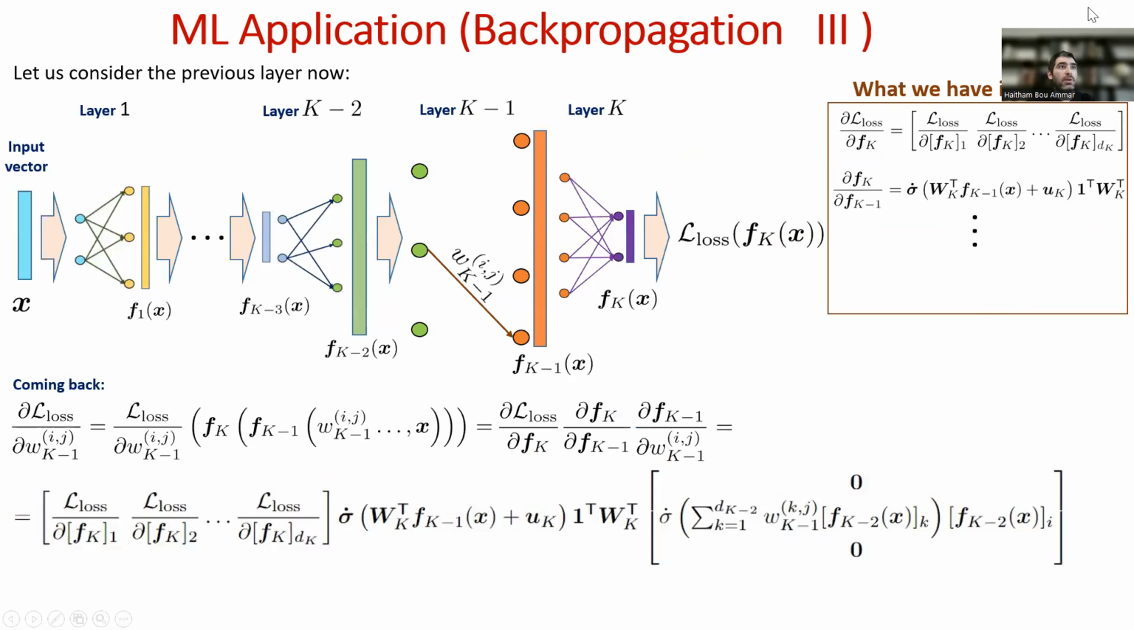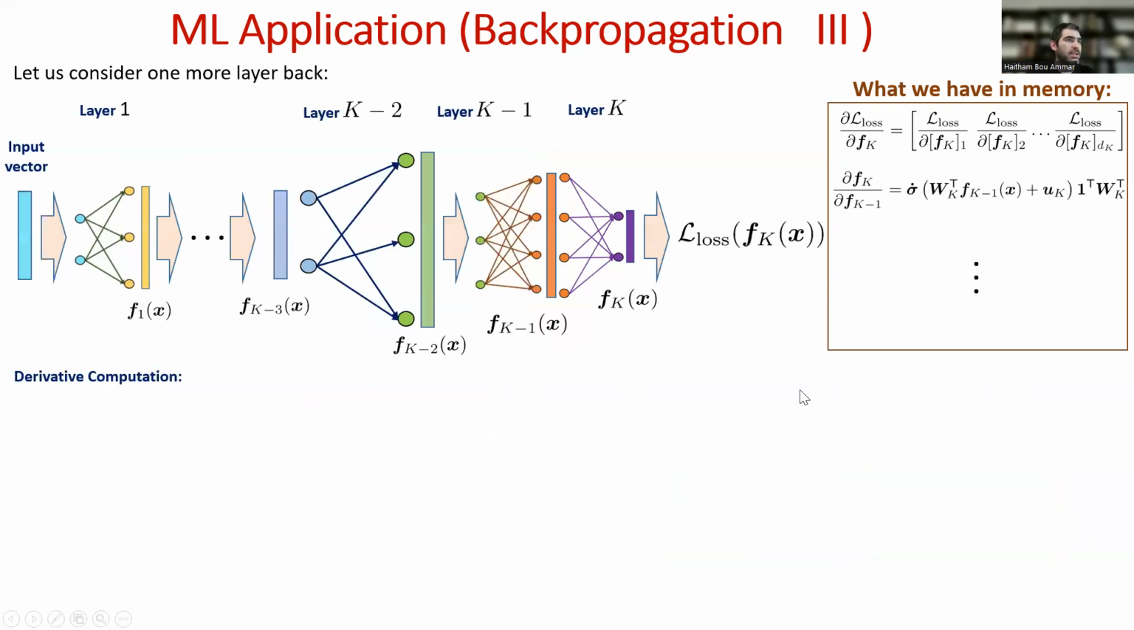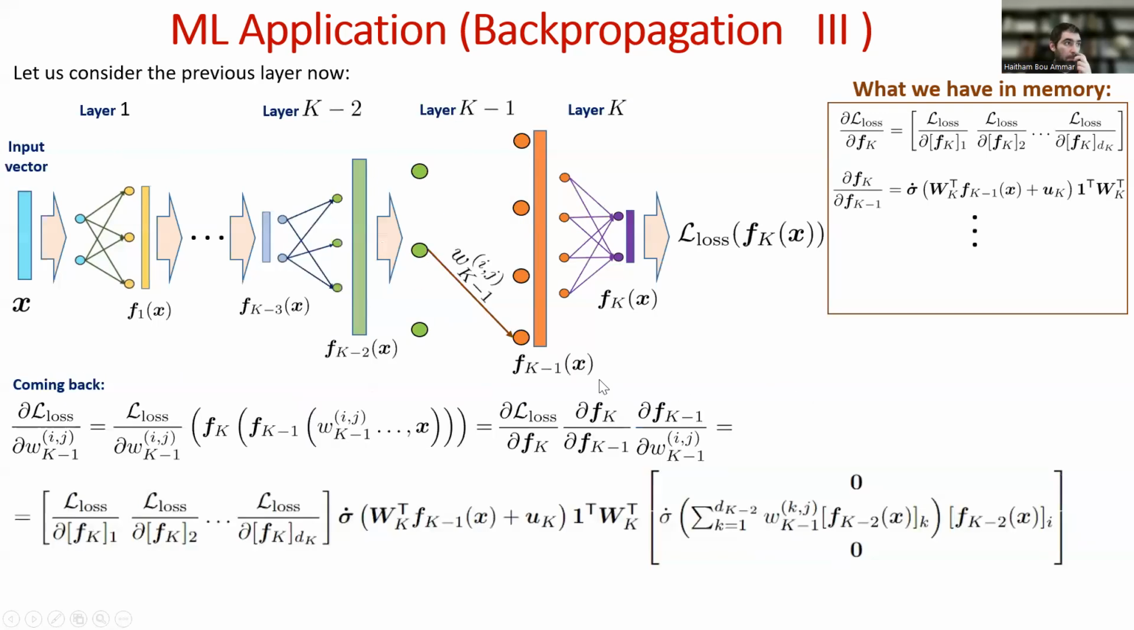And now our memory looks like this. So we have this gradient of the function with respect to the output of the k layer, and now we have the Jacobian of the output of the k layer with respect to the output of the k-1 layer. And as a result, we'll now be able to compute the corresponding partial derivative by just computing the product.